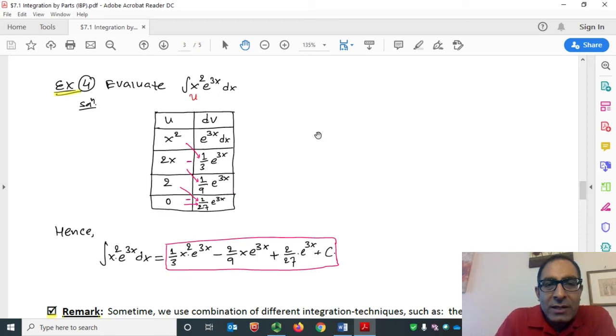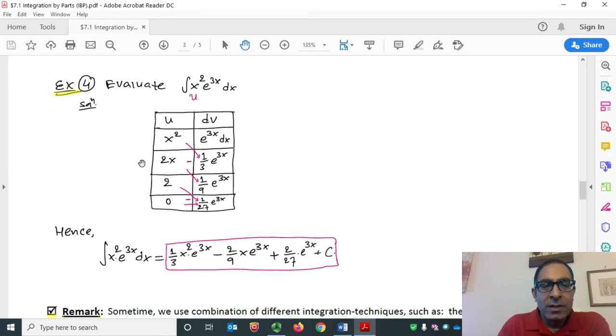Great. So let's do example 4. Evaluate the integral of x squared times e to the 3x. Here the integrand is a product of an algebraic function times an exponential function. Now begin the solution. Make a table. Pick u equals x squared, then dv equals e to the 3x dx. Under the u column, take the derivative. Under the dv column, take the integrations.